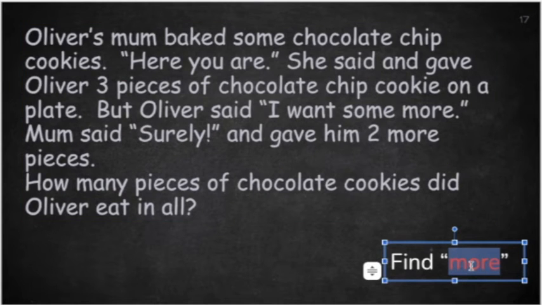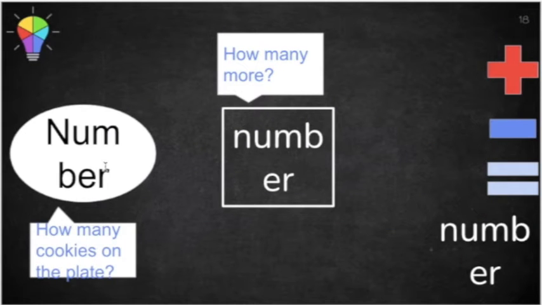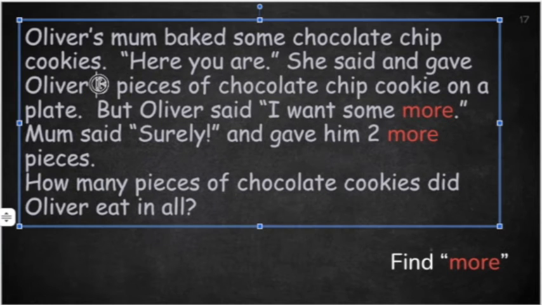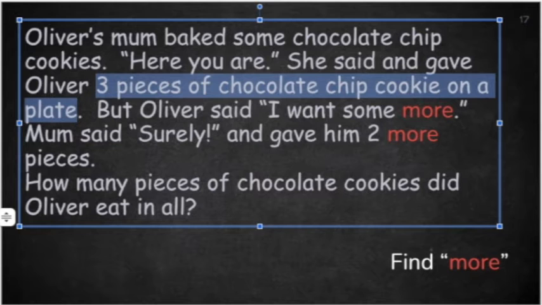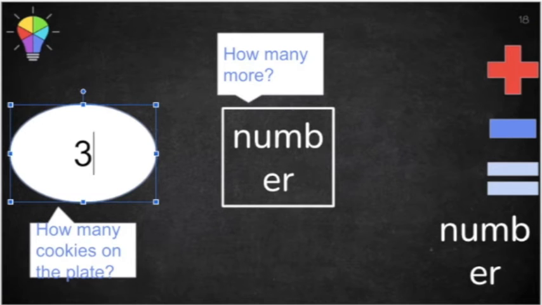Find more. Okay. Oliver's mom baked some chocolate chip cookies. "Here you are," she said, and gave Oliver 3 pieces of chocolate chip cookie on a plate. But Oliver said, "I want some more." Mom said, "Surely," and gave him 2 more pieces. So how many cookies were on the plate? There were 3 pieces of chocolate chip cookie on a plate. Cookies on a plate: 3. How many more? Let's see.